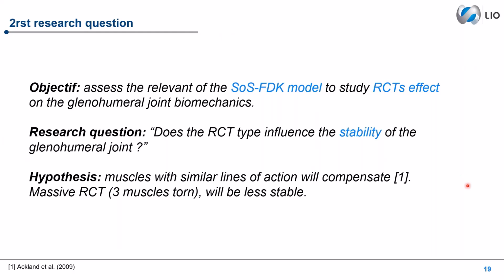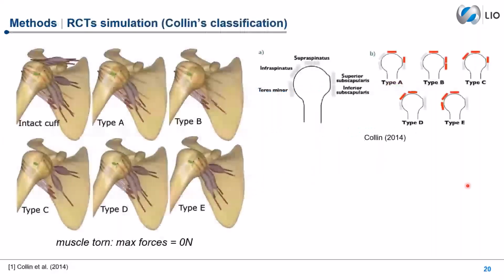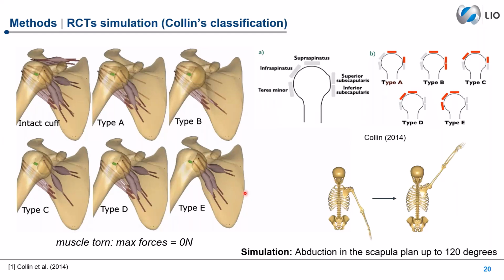So in order to simulate those different tears, we use the sphere-on-sphere model, and we turn off the muscles. For each type, all the fibers of the muscles that are torn have their maximum force set equal to 0. So we simulate an intact cuff and all 5 types of the Collins classification. And as before, we simulate abduction in the scapular plane up to 120 degrees.